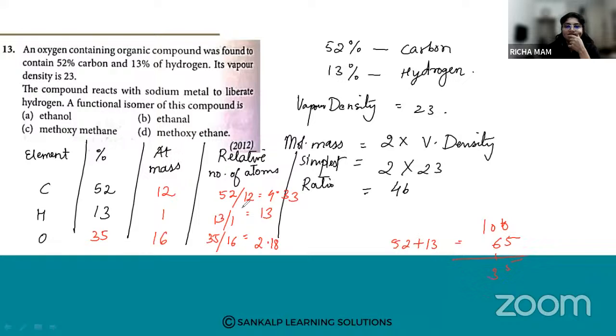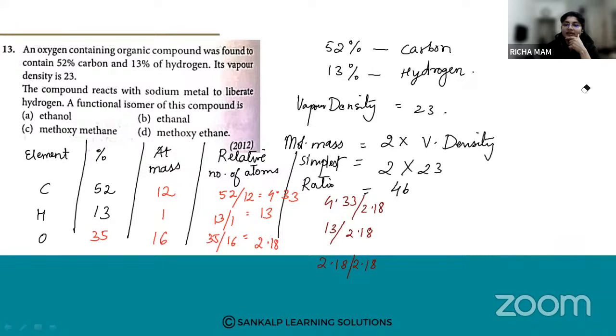Which is the least among these? It is 2.18. So 4.33 divided by 2.18, 13 by 2.18, and 2.18 by 2.18. Which is the simplest ratio?